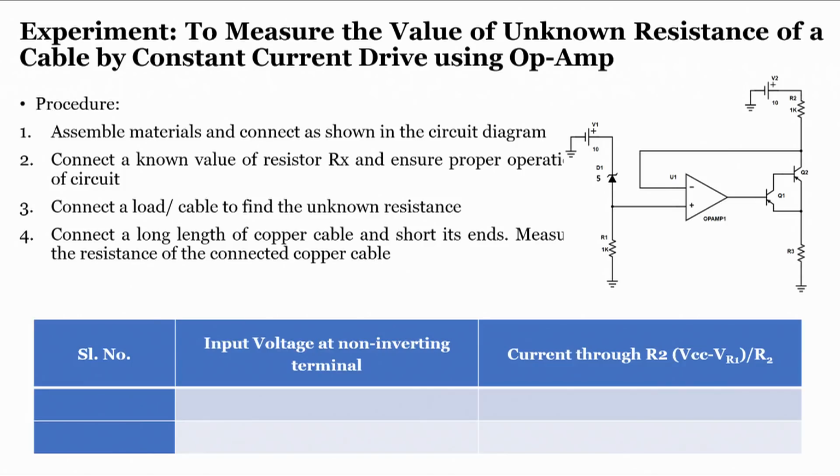The procedure is to assemble the circuit, the components and the materials as shown in the circuit. We need to connect the op amp, Zener diode, resistors, transistors and voltage source as shown in the circuit. The next step is to connect a known value of resistor Rx, which can be R1, R2, R3, and ensure proper operation of the circuit. So, Rx can be a known value of resistor. Then you connect a load or cable to find unknown resistance. This can be an unknown resistance that we want to measure. Finally, connect a long length of copper cable and short its ends, and measure the resistance of the connected copper cable. This is the idea of this particular experiment.